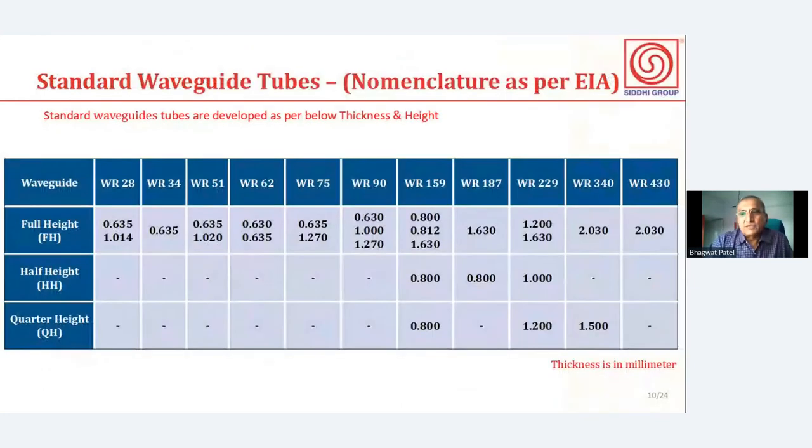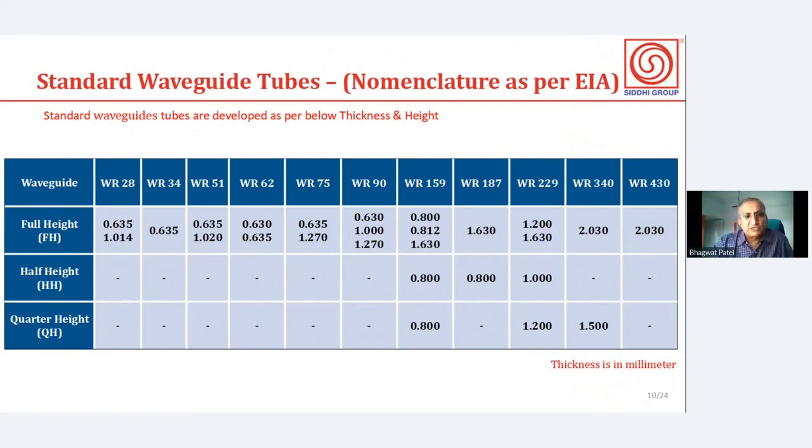Now, coming to the different standard sizes which we have developed in our organization, we have tried to display the sizes available. Currently WR28 is the minimum size which we have developed, up to a maximum of WR430. And there are different thicknesses for different waveguides, because in space application, thickness is very, very critical and important, since it directly changes performance. So the Space Application Center always looks for the minimum possible thickness.